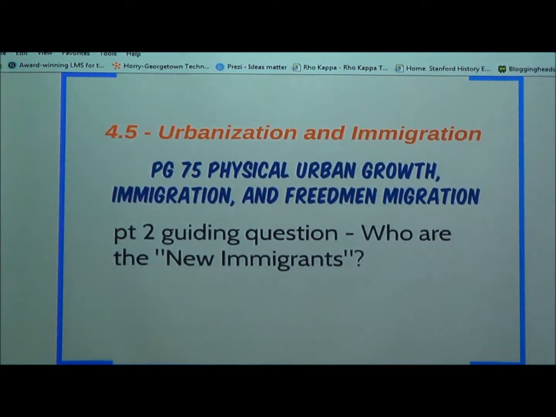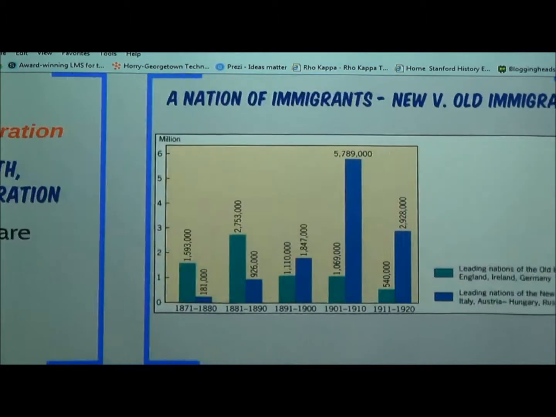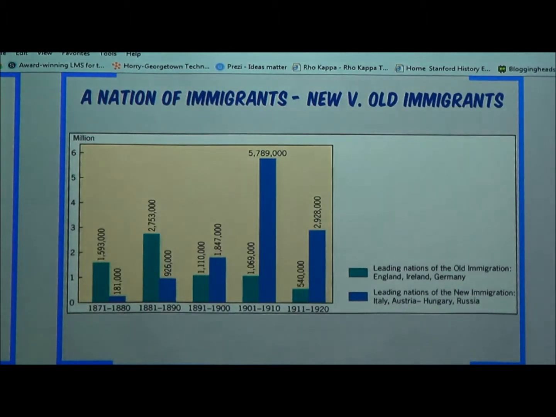This is the era of new immigrants. So the guiding question is, who are these new immigrants? Well, we have to look at this chart here. This is starting in 1871, which is right around the end of Reconstruction.